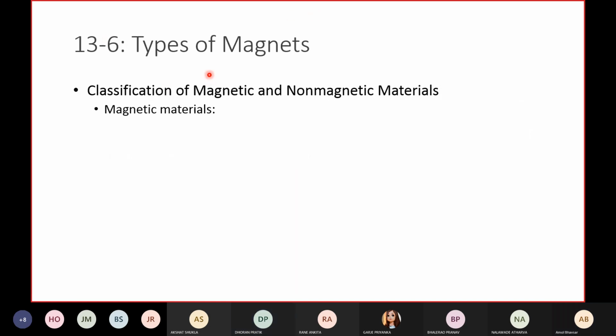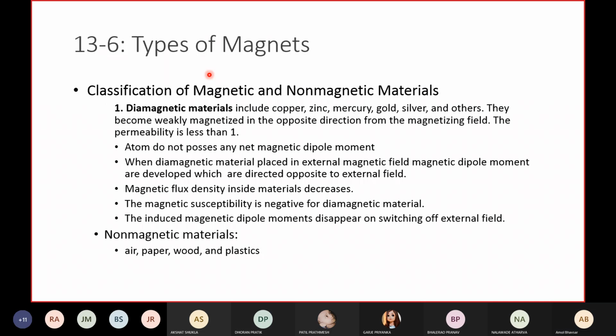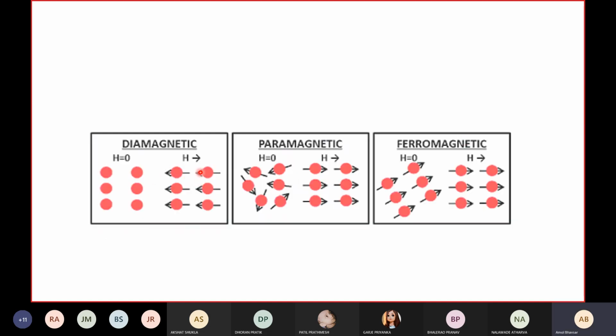Types of magnet. Classification of magnetic and non-magnetic material. Diamagnetic material includes copper, zinc, mercury, gold, silver, and others. They become weakly magnetized. When you apply a magnetic field to these materials, they are weakly magnetized in the opposite direction to the magnetizing field. If you apply an external magnetic field, their dipole moment is opposite to the direction of the magnetic field.